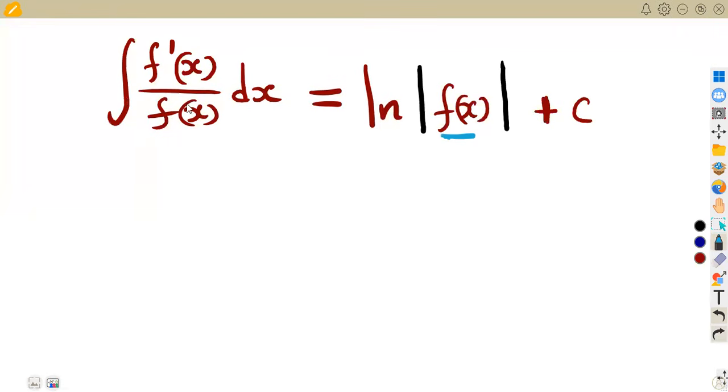Ln f of x, the denominator, the one that gave us what? The derivative in the numerator. So this is the basic integral that you're going to make: as long as the denominator, if you differentiate it, gives you what is in the numerator, then your answer is going to be ln f of x plus c. How do we apply this? That is the question now.